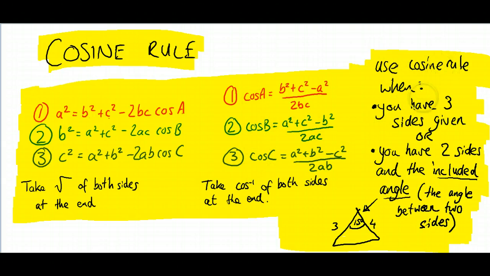And of course, we use the cosine rule when you're given three sides, or when you're given two sides and the included angle, which is what we call the angle that's in between two sides. So that's all you need to know about the cosine rule.